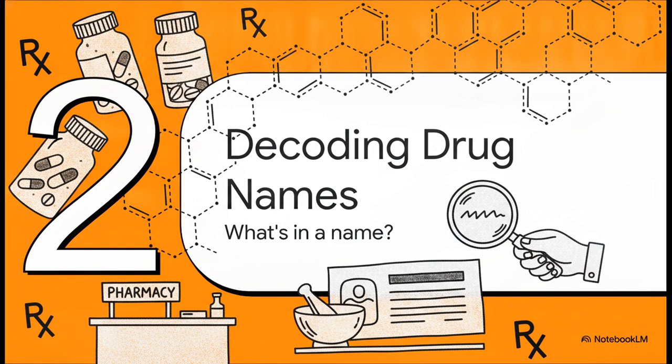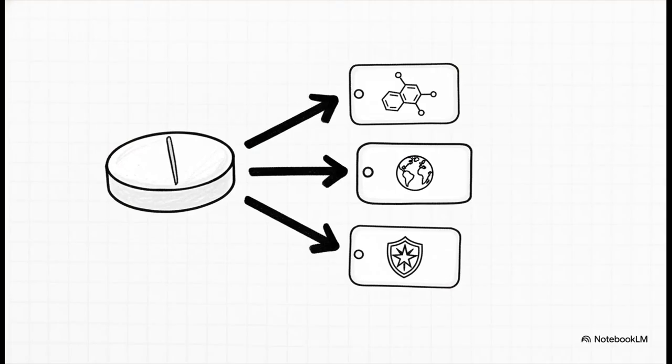Section 2, decoding drug names. What's in a name? If you've ever felt completely confused staring at the pharmacy aisle, you are definitely not alone. That's because one single chemical substance actually carries 3 distinct identities, just depending on who's talking about it. Every single drug has a chemical name, a generic name, and a brand name.